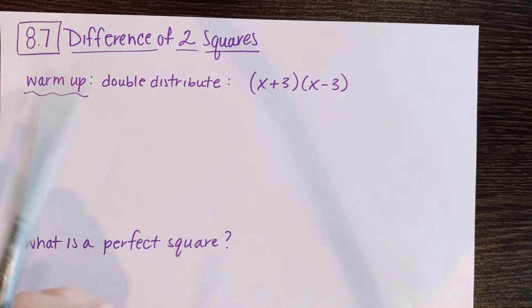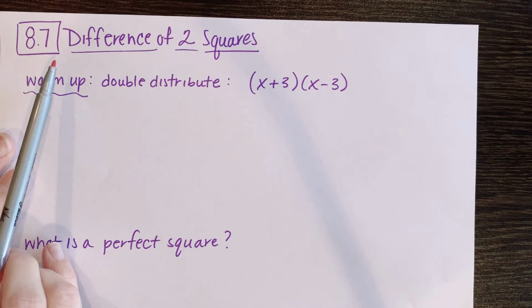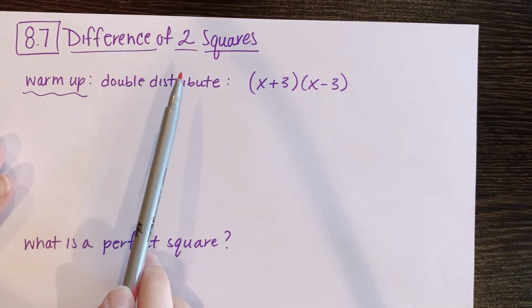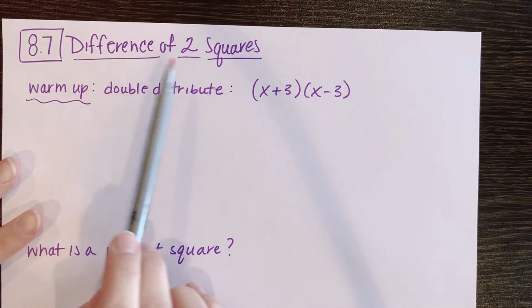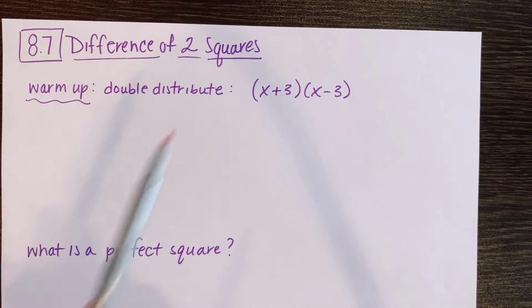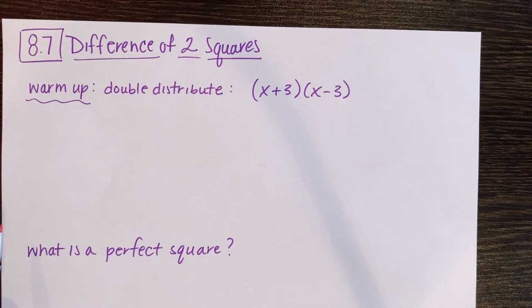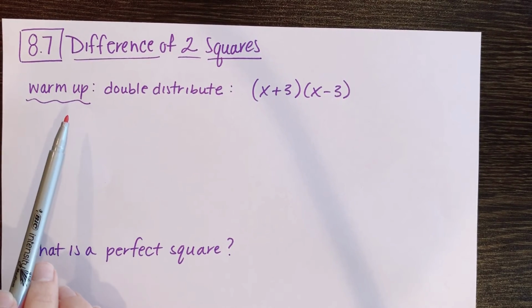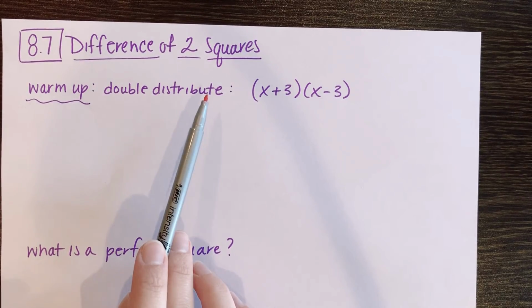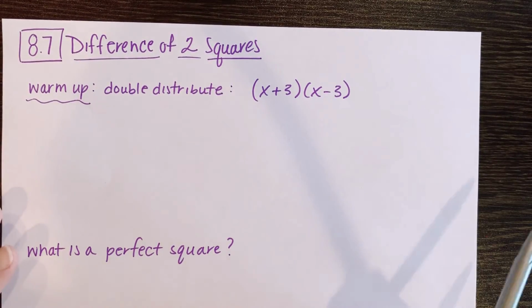All right, guys, so this is section 8.7. This is the difference of two squares. And we'll see where that title kind of comes from in a couple minutes. So just as a warm-up, let's just double distribute. Let's multiply these two binomials.